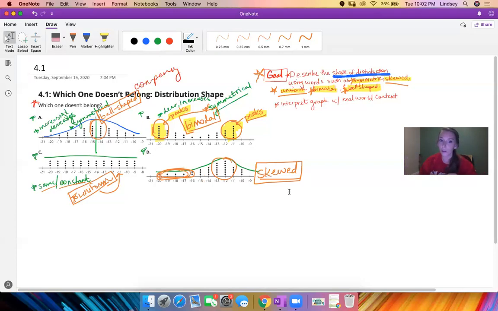Okay, so those are all the different types of graphs. It's going to be really important that you remember those vocabulary words and know later on what those types of graphs tell us about the data that we're looking at.